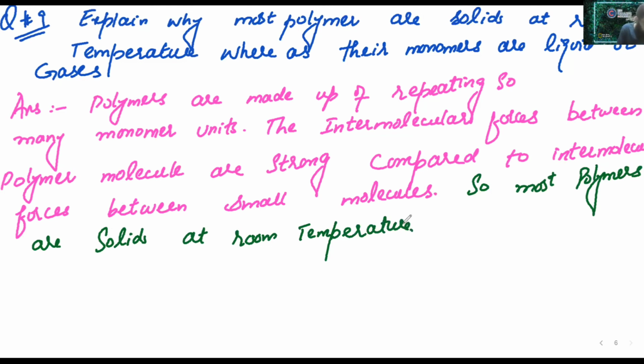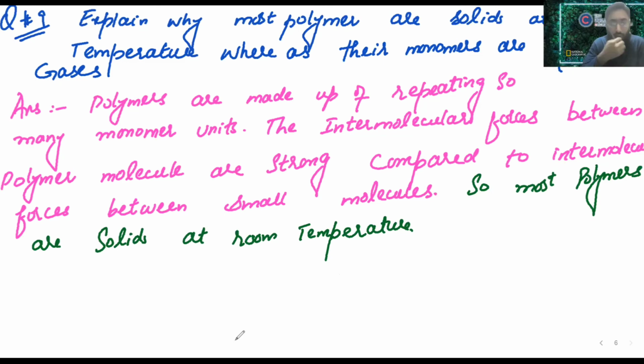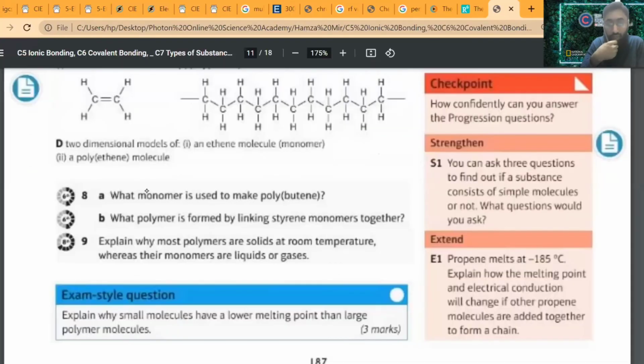So the next question is, let me open your textbook for our next question. Explain why small molecules have lower melting points than large polymer molecules. What do you think about that answer? The answer is obviously in the context of forces of attraction. Small molecules have lower melting points because they don't have huge forces of attraction. Let me write this answer in proper wording.